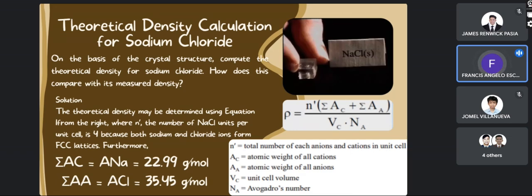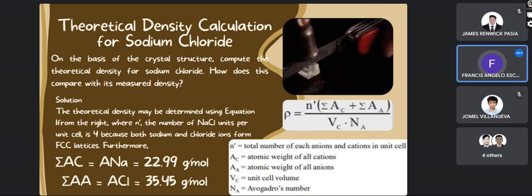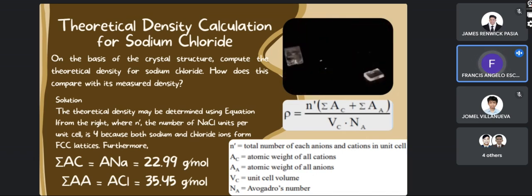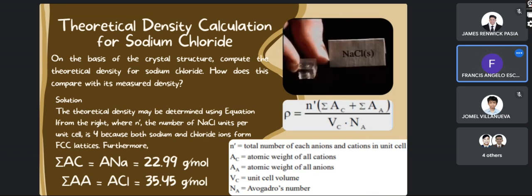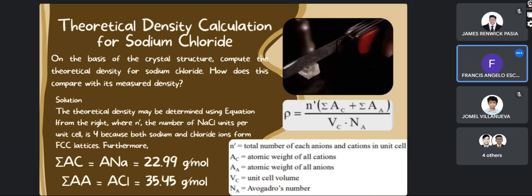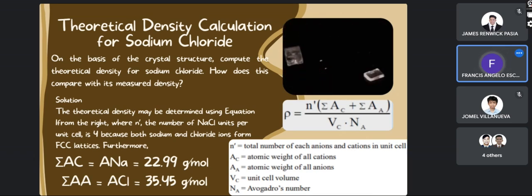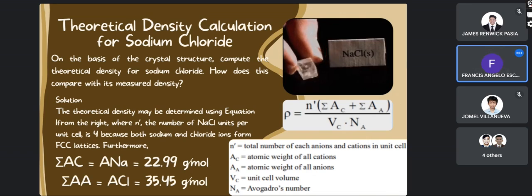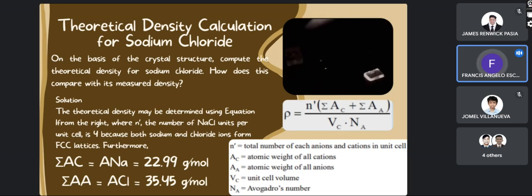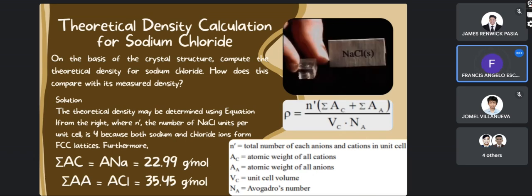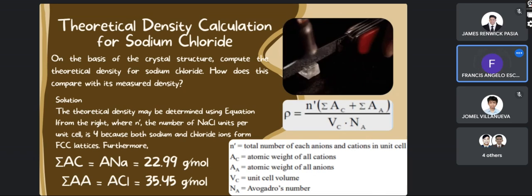Our group provided a ceramic density computation sample problem for sodium chloride. On the basis of crystal structure, compute the theoretical density for sodium chloride. A while ago, it was mentioned that one of the most common AX crystal structures is sodium chloride, which is generated from a face-centered cubic structure, or FCC. Solution. The theoretical density may be determined using equation 1 from the right, where N prime, the number of sodium chloride units per unit cell, is 4.